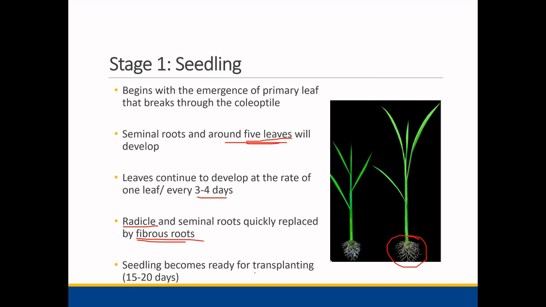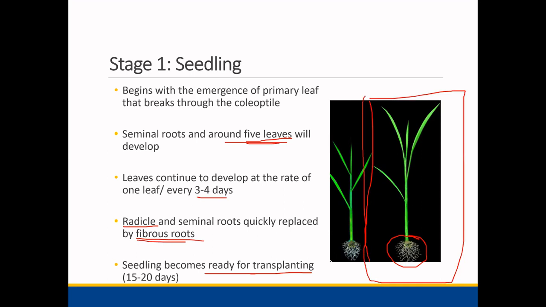If you are transplanting, it will be ready usually in 15 to 20 days, depending on your variety and conditions. Or if you are directly seeding, it will be in the field. At the end of this stage, the plant will look like this, a fully developed seedling that may be ready for transplanting, or if you directly seed it, that will be in the field, ready to grow further.